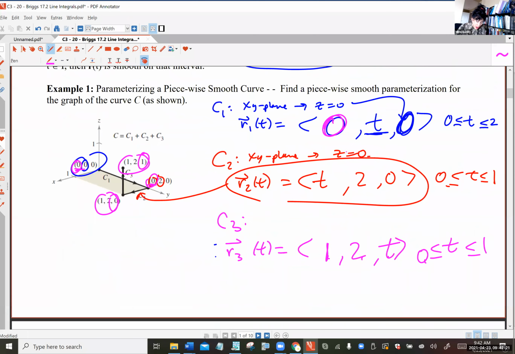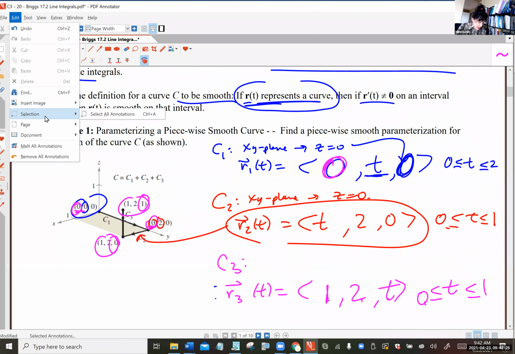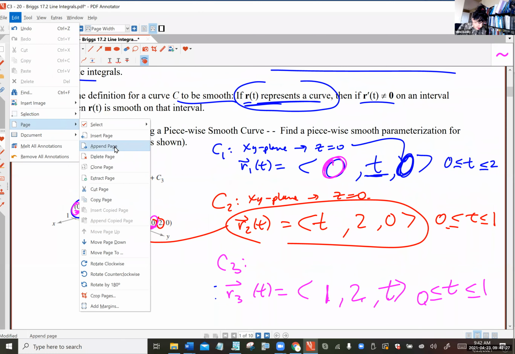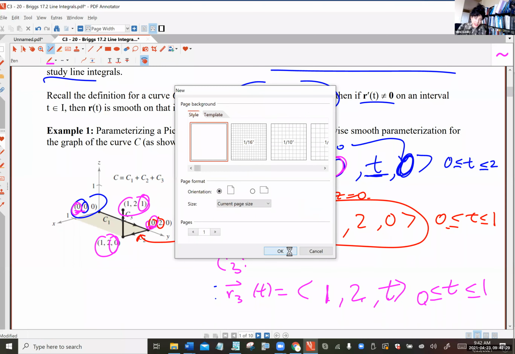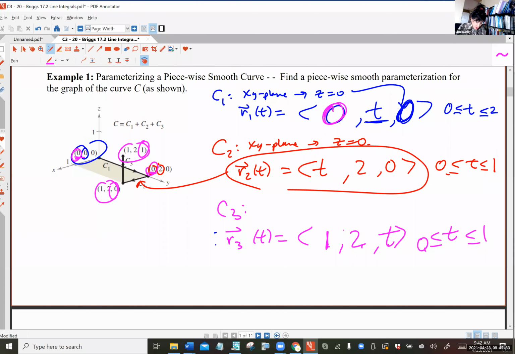Now, I'm going to show you an alternate parameterization. You're not going to like it, but I want you to know that the book that I got this from, Larson, they gave this as their answer. I like mine better. So I just want to show you how Larson did it, okay? So for C1, Larson did it this way. They called it R1. So here's another alternate parameterization.